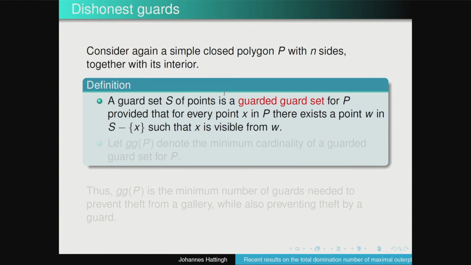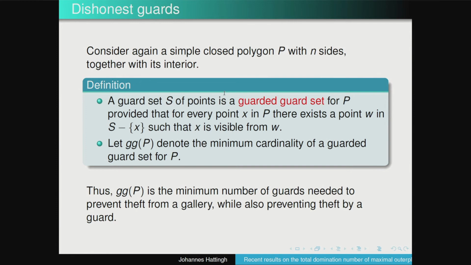So a guard set S is a guarded guard set of that polygon, provided that for every point X in P there is a point W in S minus X, that's where the guarding of the guards comes from, such that X is visible from W. Then let GG(P) denote the minimum cardinality of a guarded guard set for P. So obviously this is the minimum number of guards needed to prevent theft from a gallery by the patrons, as well as preventing theft from another guard.